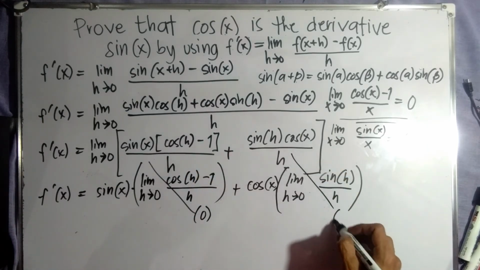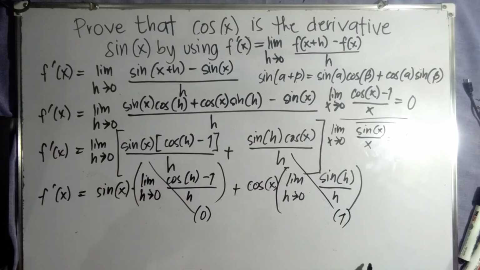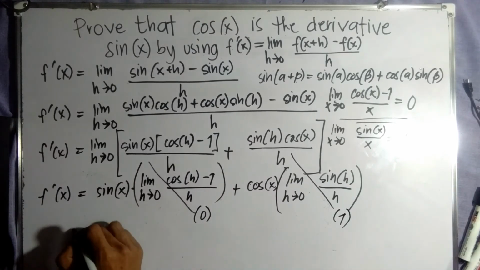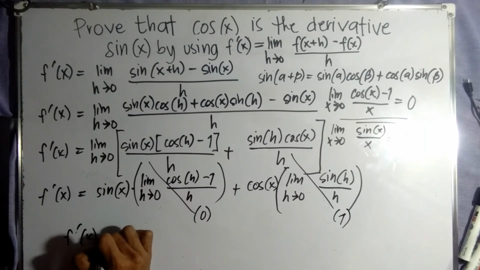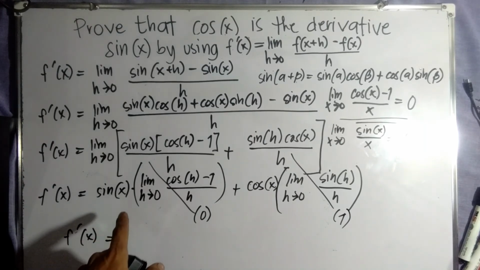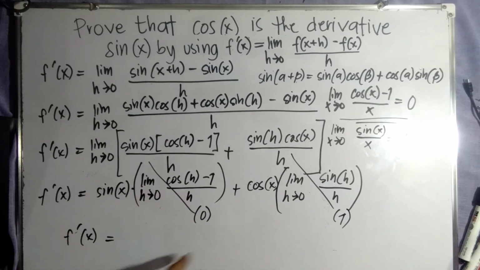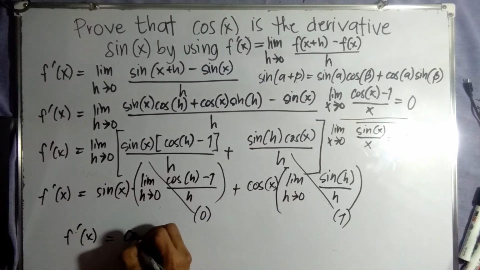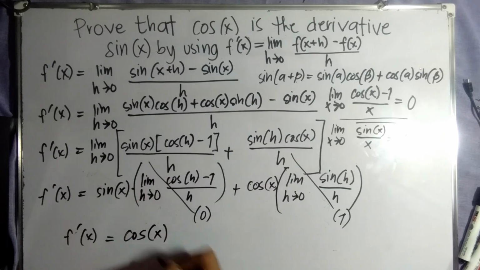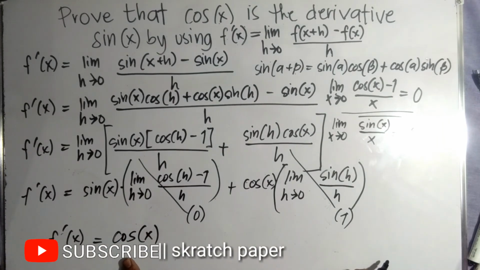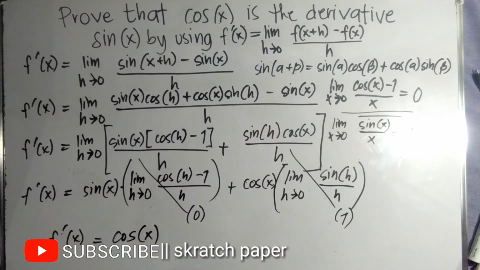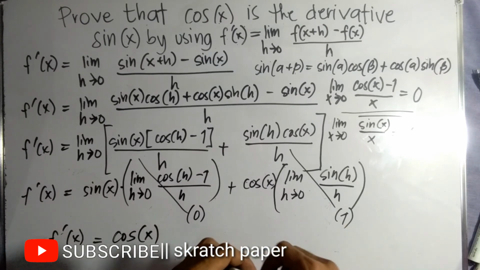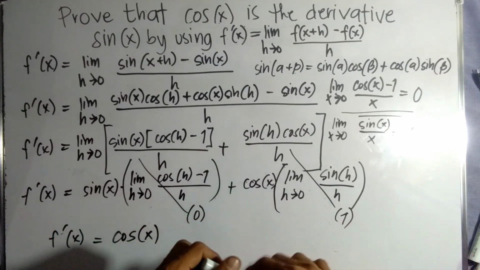And this one is 1. Okay? So, we obtain f prime of x is equal to sine x times 0 is 0 plus cosine x times 1 is just cosine of x. Yun. So, ganun ang pag-prove ng derivative ng sine function which is the cosine of x.